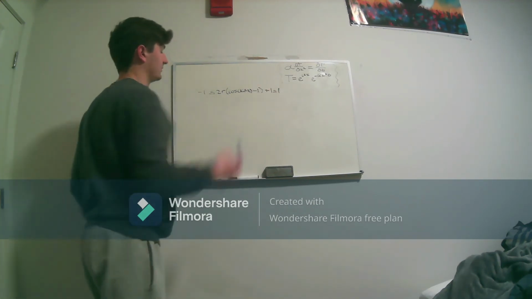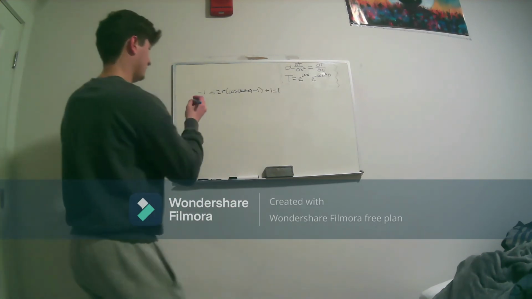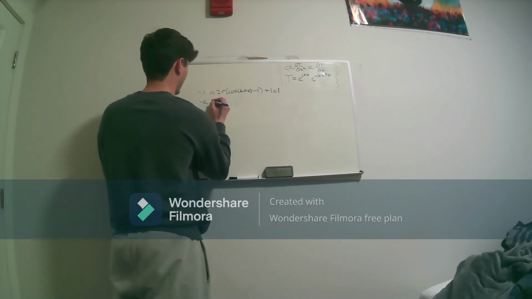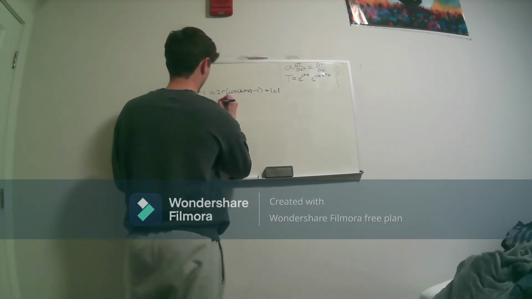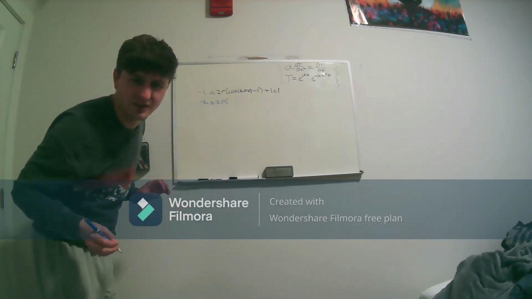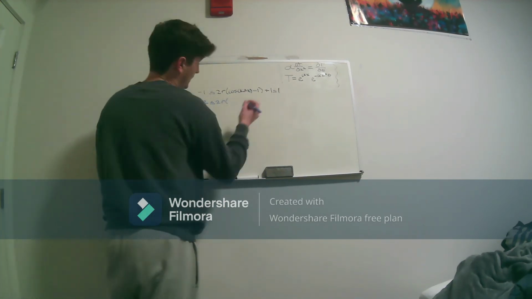So what's one thing that we can do right away off the get-go? Well, we can subtract 1. That's pretty easy. Okay. So what we'll have is negative 2 is less than or equal to 2r. Hopefully you can see the blue. Might be a little bit lighter, but it should work.